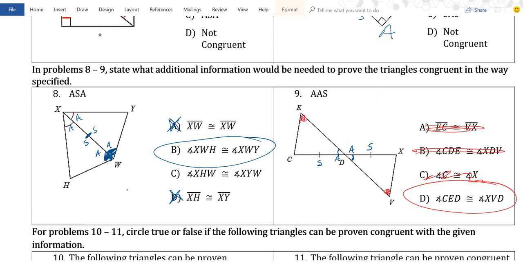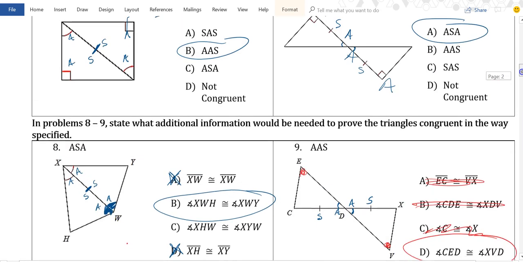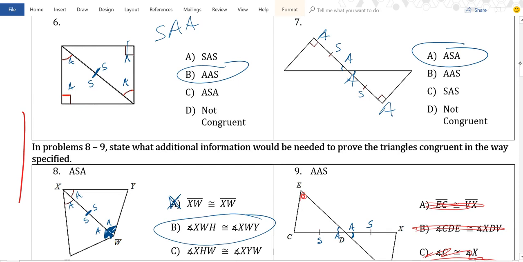Oops, stuck on that. Okay, let's see if I can scroll here. Oh, hold on. Alright, 1 second, guys.